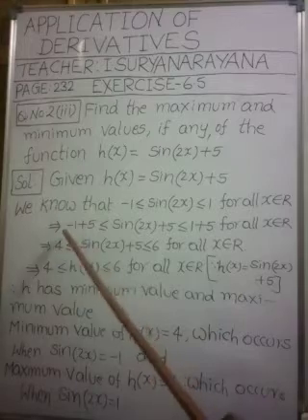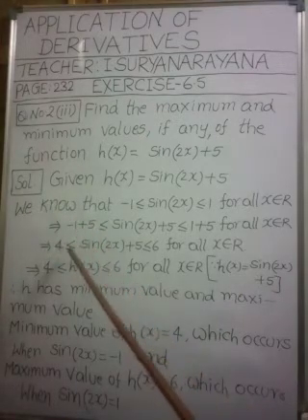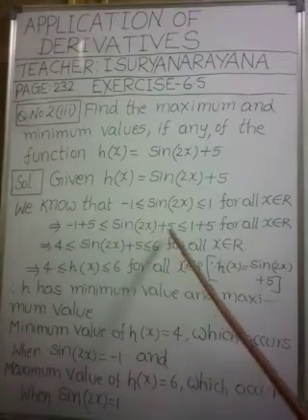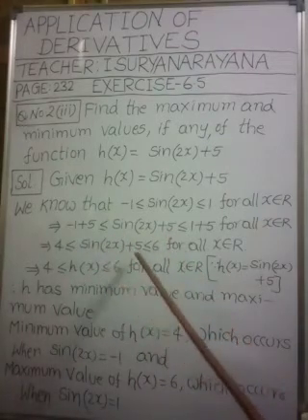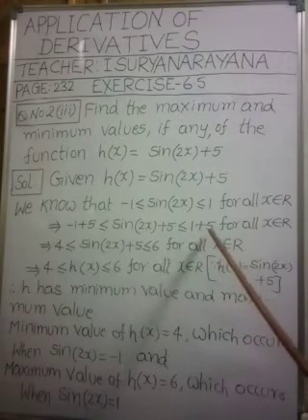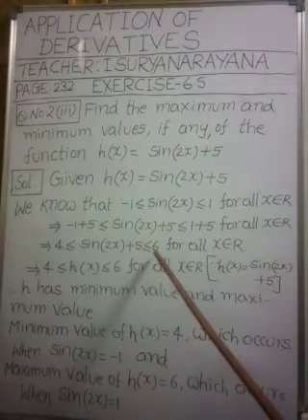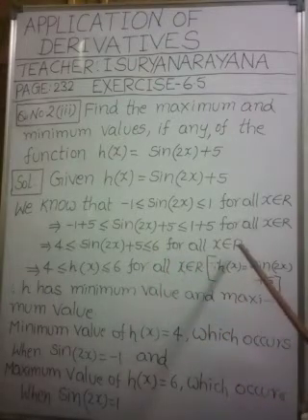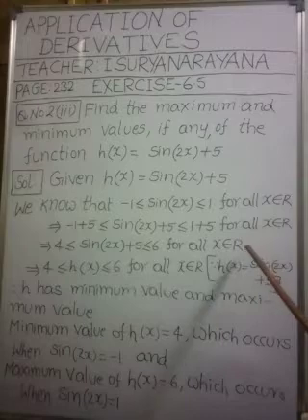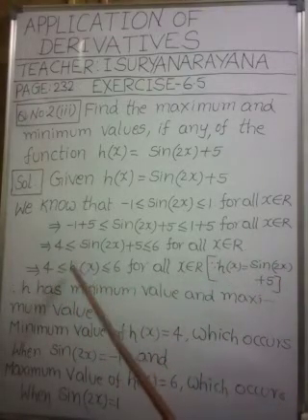This implies, what will you get here? Minus 1 plus 5. Yes, 4, less than or equal to, we write the middle part as it is, sine of 2x plus 5, less than or equal to, what will you get here? 1 plus 5. What is the value of 1 plus 5? 6. Understood? For all x belongs to R.